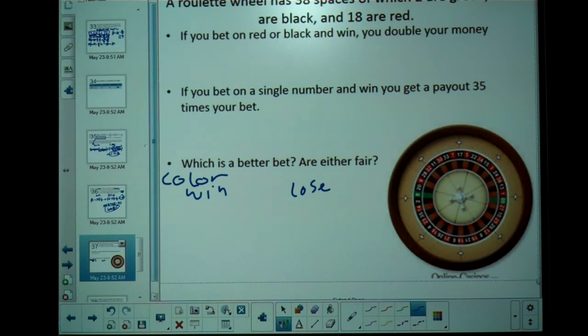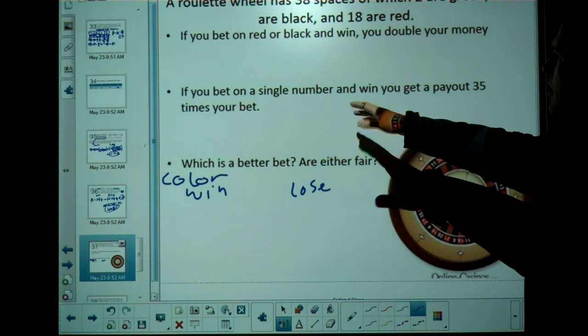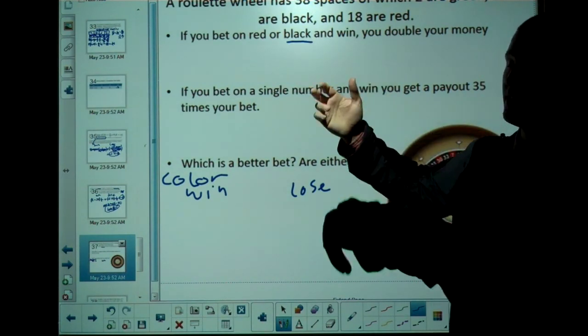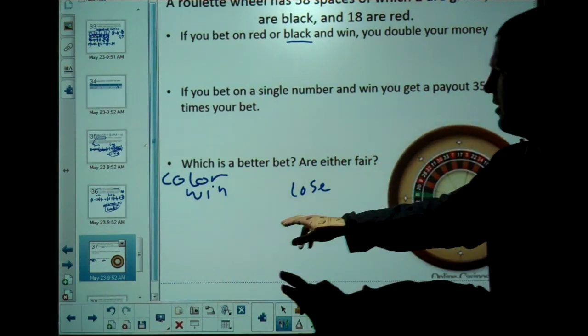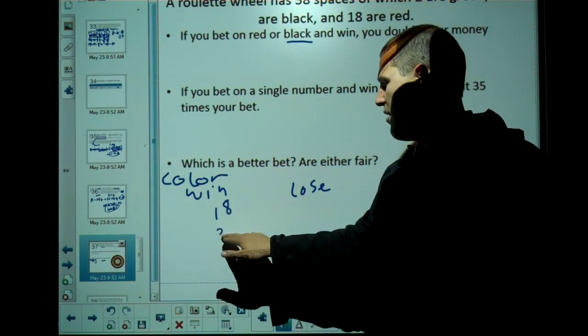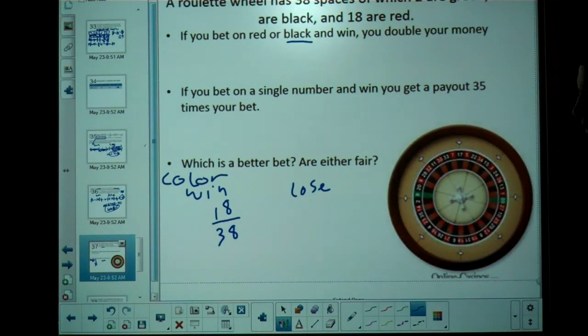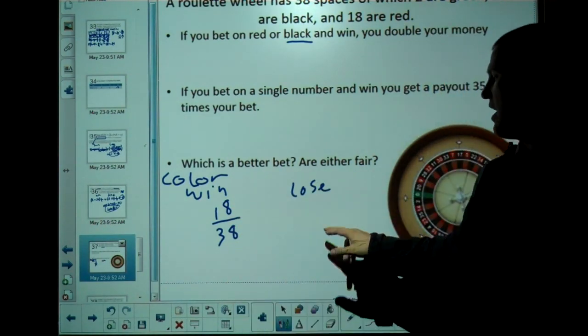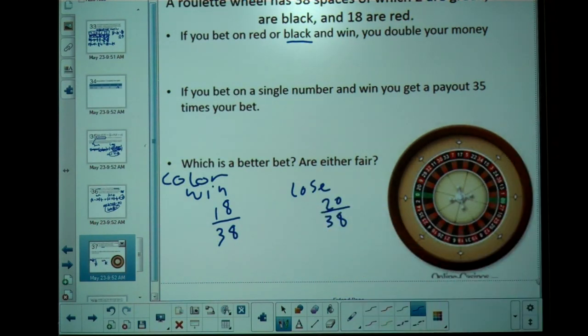So the way I'm going to set this up is first with the probabilities. What is the probability of winning? Well, let's say we bet on black, for example. There are 18 black spaces out of 38. So your probability of winning is 18 out of 38. And your probability of losing, well, it's the complement of that, 20 out of 38.